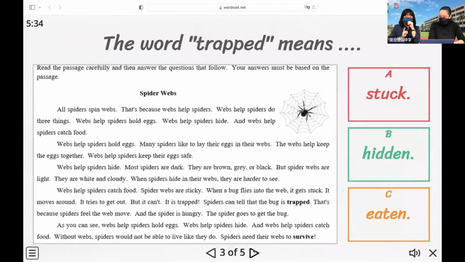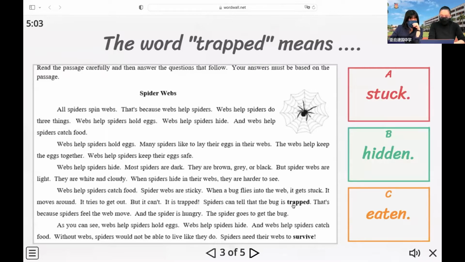Okay, number 3. Be careful because sometimes in the entrance exam, the teacher will ask you a type of question where you have to give the meaning of the word trap. First of all, you need to find where the word trap is. Normally we will bold the word. So from this sentence, spiders can tell that the bug is trapped.